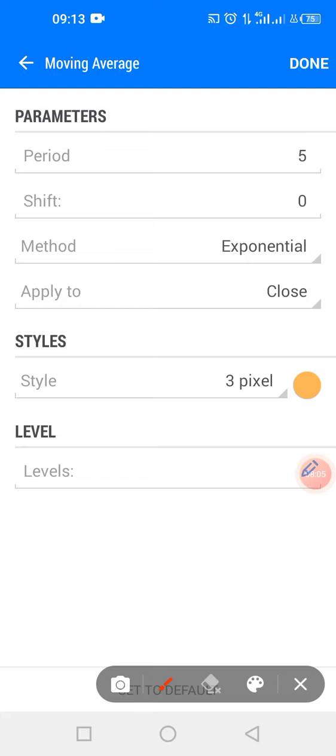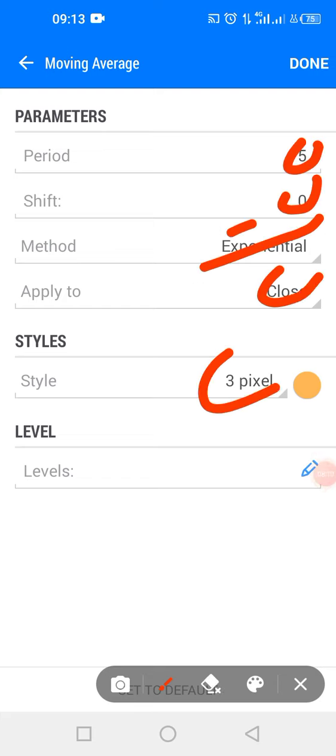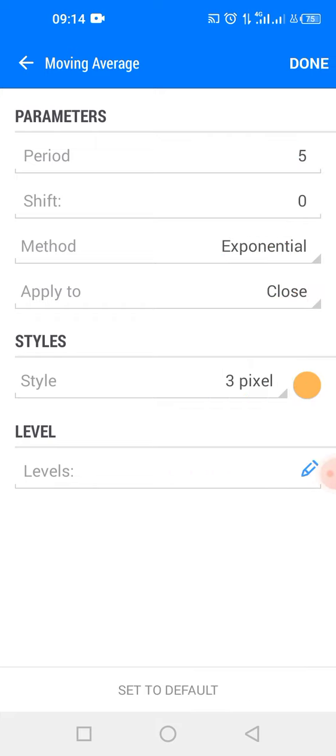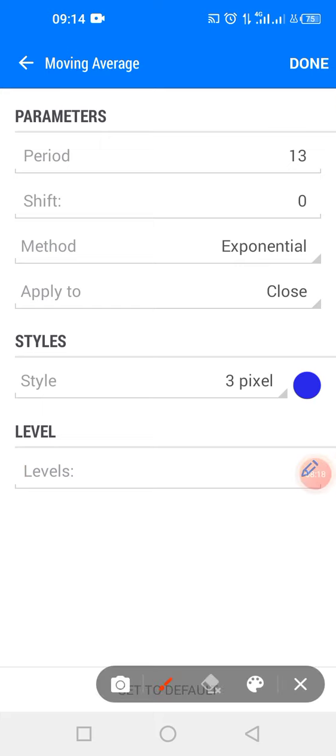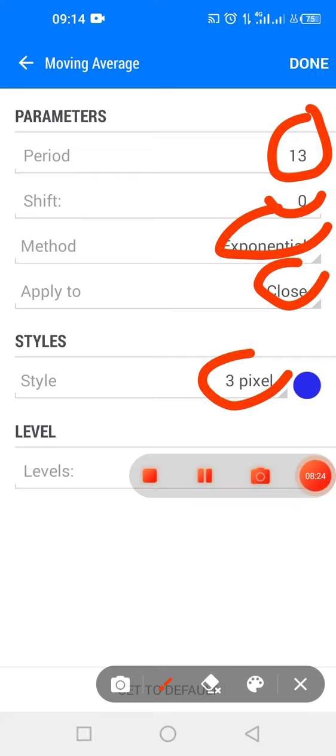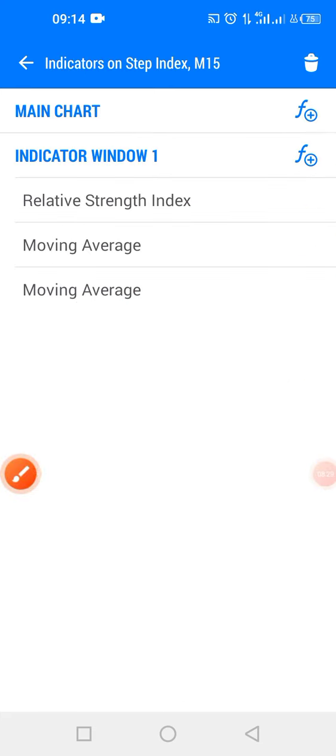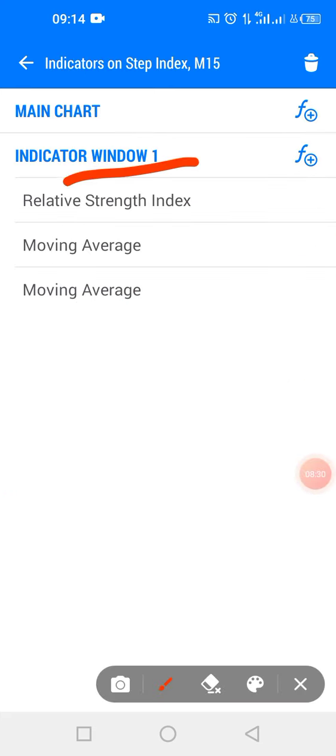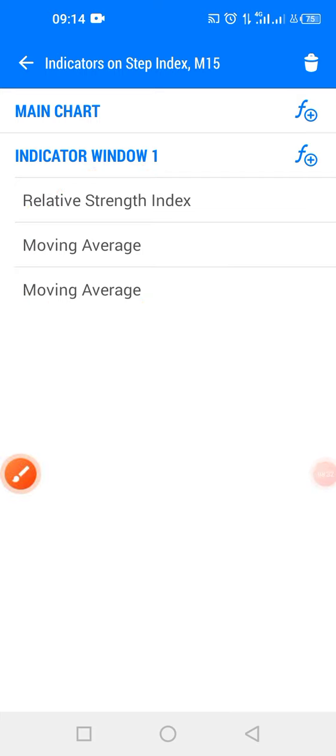So my indicators are very simple. Period 5, shift 0, exponential, close, weight 3, any color, no level. That's all. The second indicator, the second moving average: period 13, shift 0, exponential, close, weight, any color, no level. Okay, here you are done. So these are the 3 indicators that you need in your indicator window, not inside your chart.